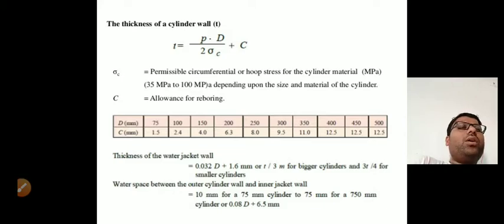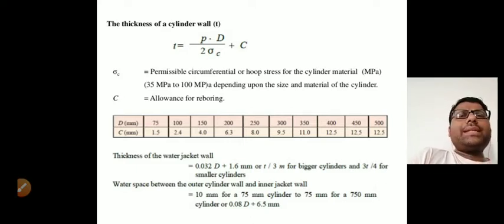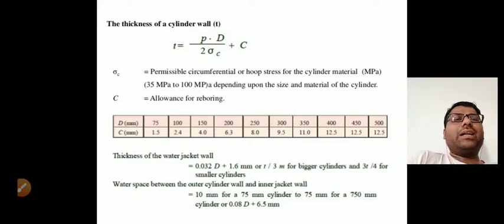Whenever reboring is required, we can use this allowance for the rebore. Whereas sigma c is the permissible circumferential stress or hoop stress for the cylinder material, which can be taken as 35 megapascal to 100 megapascal depending upon the size and material of the cylinder.